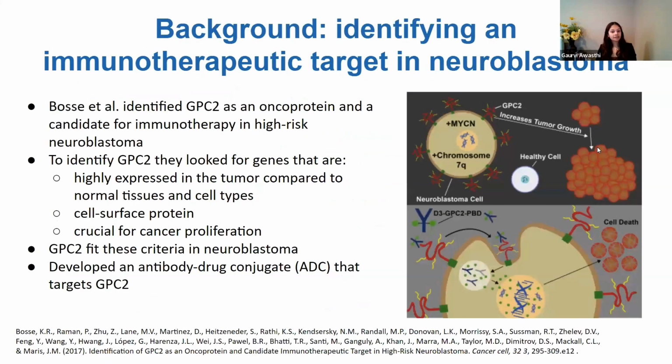To start off with some background, Boss et al. developed an RNA sequence-based process that identified a cell surface protein that is differentially expressed at high levels in neuroblastomas compared to normal tissues from GTEx. In this way, GPC2 was identified as an oncoprotein and a candidate for immunotherapy in high-risk neuroblastomas.